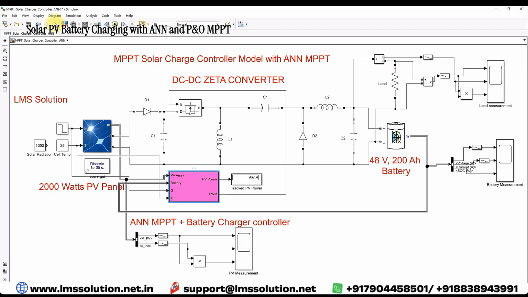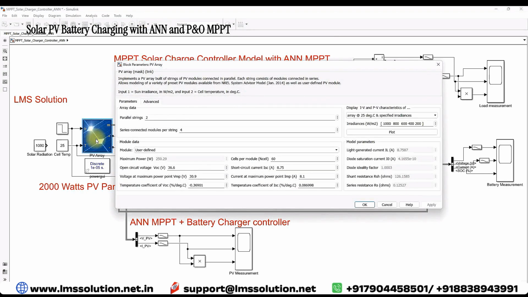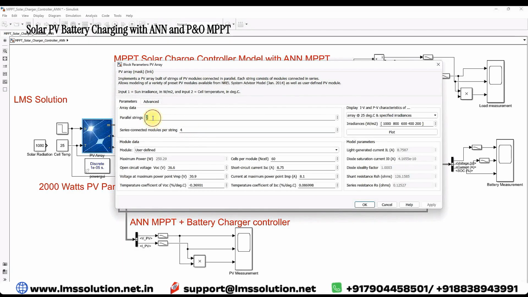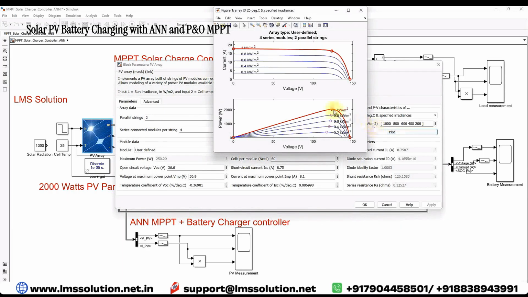And also I am going to explain the system details. So here you can see that we are using a PV array. Single PV array power will be 250 watts, and the voltage will be 39.9 volts and 8.1 amps at the maximum power point condition. Here we are using 4 series panels in each string, and 2 parallel strings. Totally the PV can generate maximum power of around 2000 watts at standard test condition, that means 1000 watts per meter square and 25 degrees Celsius.